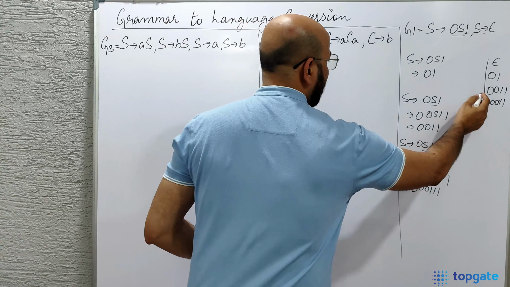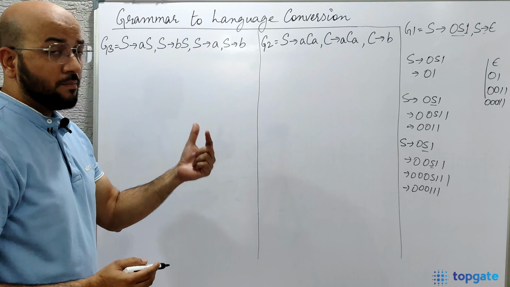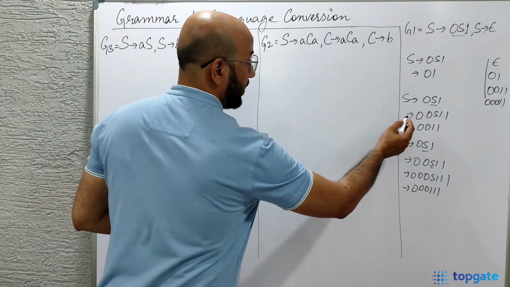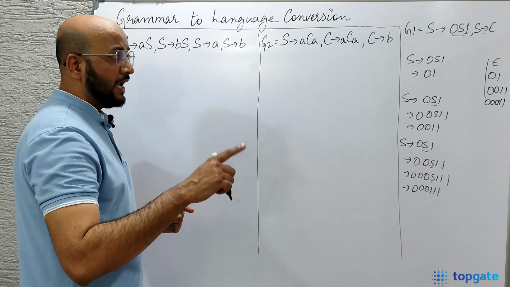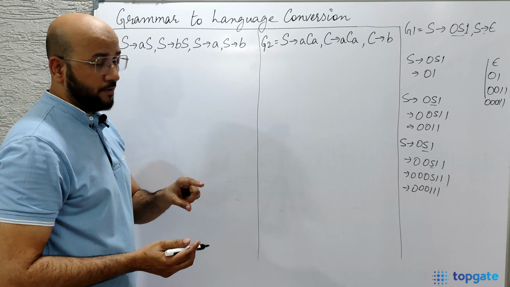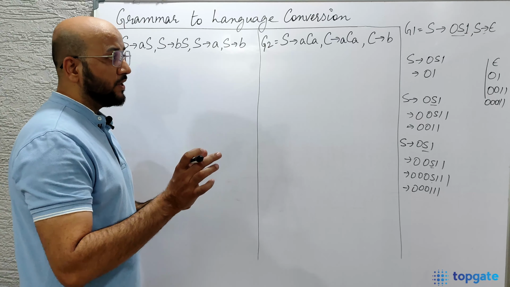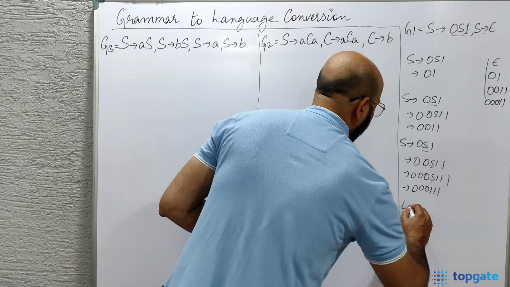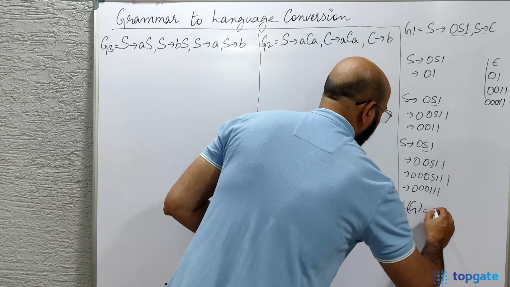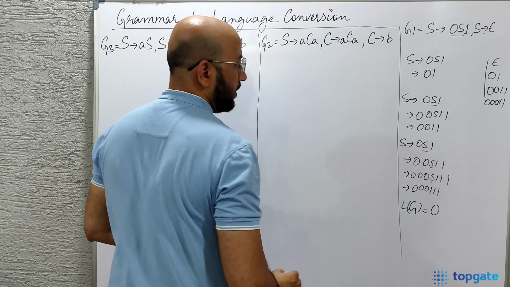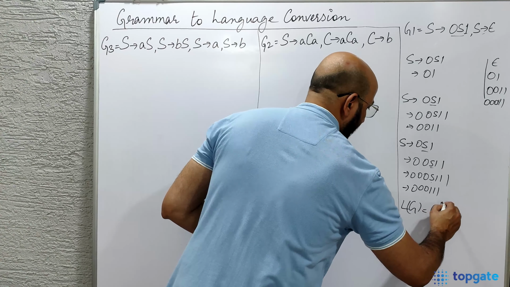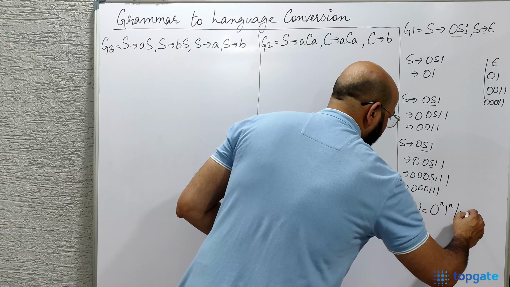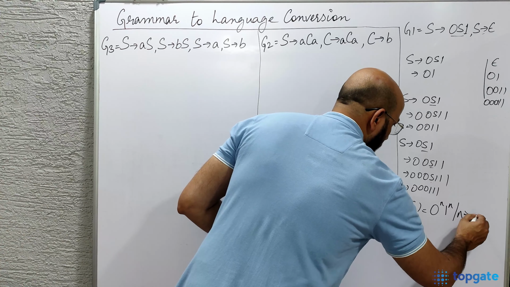So I can generate any number of strings in this one with an equal number of zeros and ones. And you can see in this one that the strings are always starting from 0 and always ending with 1. And the number of zeros is always equal to the number of ones. So what is the language that I can generate from this one? We have the strings as 0 to the power n, then 1 to the power n, where the value of n is greater than or equal to 0.